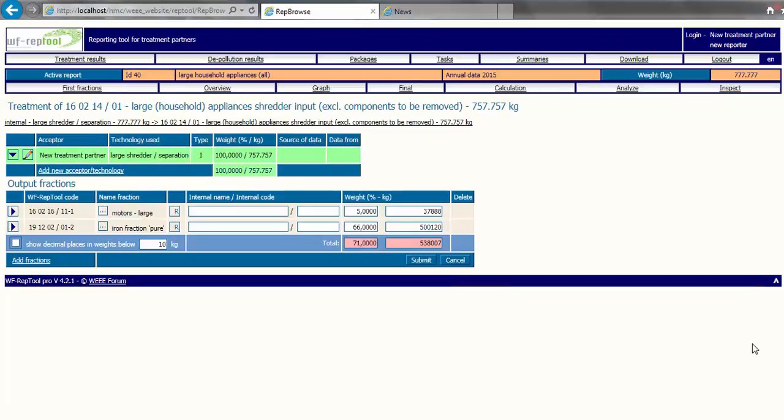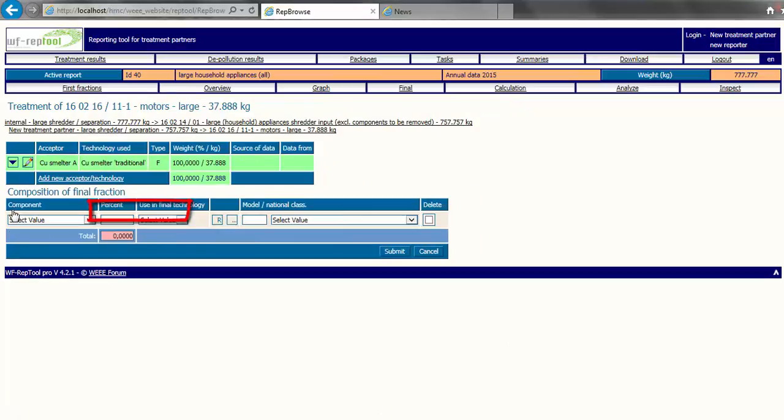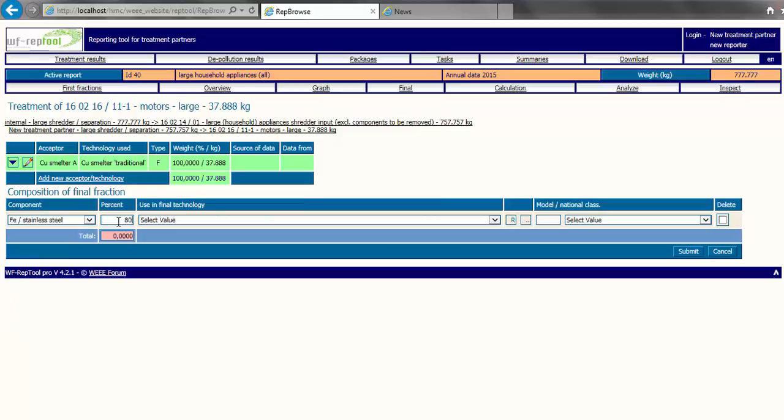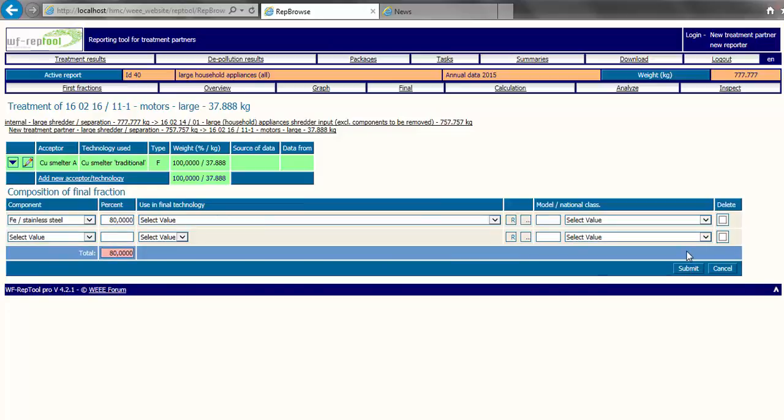If you have a fraction which consists of different components, see in our example motors, you may give the share of the first component, for example iron, with let's say 80%. Press the submit button and choose the next component in the next line. In our case, let's take copper, with 18%. Press the submit button.